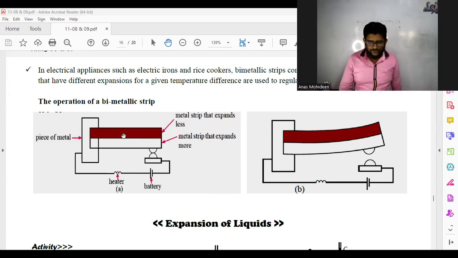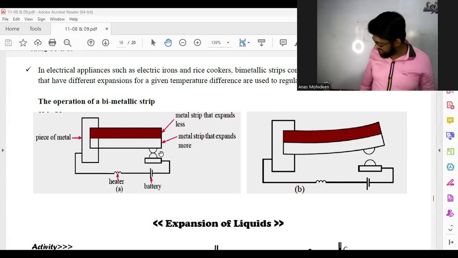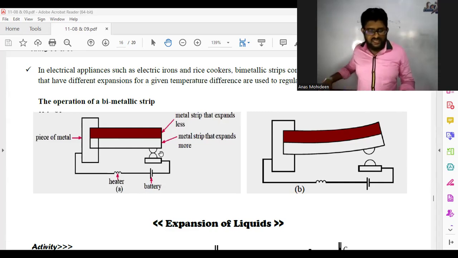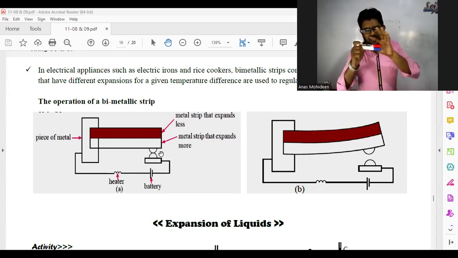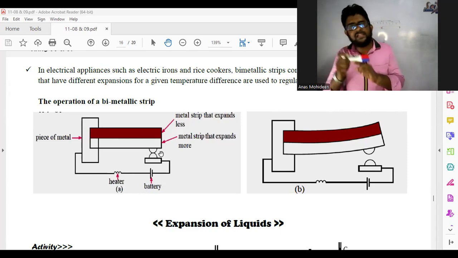So what am I going to do? I'm using them up and down. One is shaded, the other one is not shaded. The upper part I'm going to use as the metal with low expansion. The lower rod has a high expansion. Imagine both rods are the same length, but the upper one expands less and the lower one expands more.